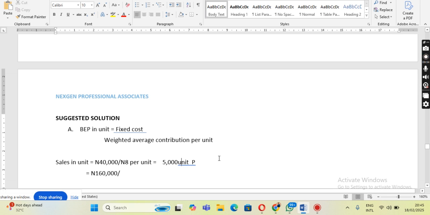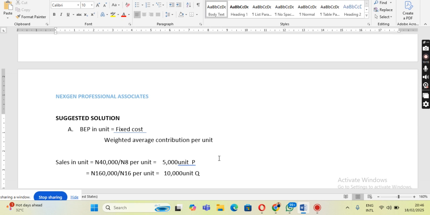Before you can calculate your weighted average, you need to get the mix. You will see how we will get the mix now. It is 16 naira per unit. When you divide 160,000 by this, what is the sales in units, class? It is 10,000 units, and this is for Q.